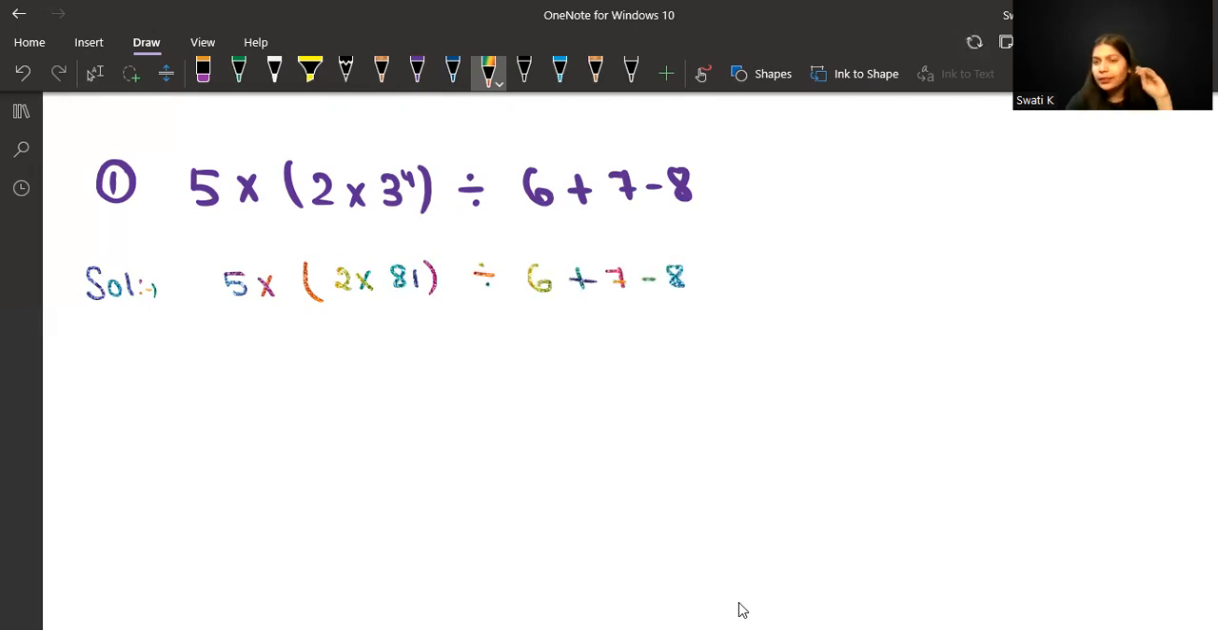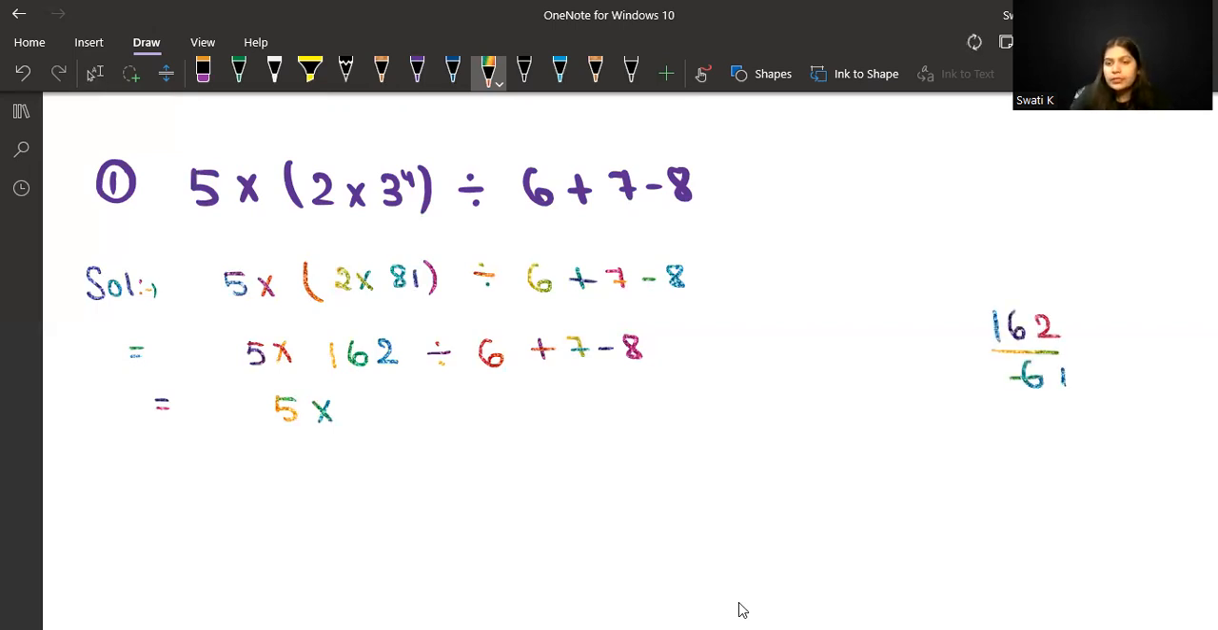Don't do any calculation over here. Just go step by step. Now, this will become 5 times 2 times 81. It is very simple. It is 162, right? Yes. And then divided by 6 plus 7 minus 8. Now, out of all these, we have to do the division first. So 5 times as it is 162 divided by 6. So if you do this, 6 times 2 is 12, and then it is 4. So 6 times 7 is 42. So it is 27. And then plus 7 and then minus 8.